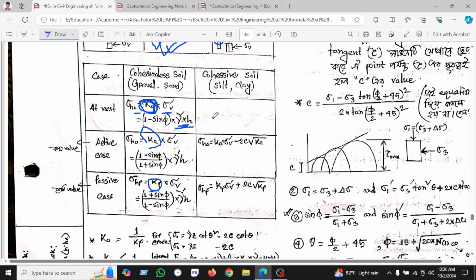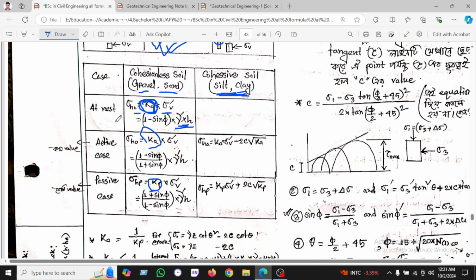So let's see. Cohesionless soil is gravel and sand. On the other hand, we have cohesive soil. We will always be concerned with cohesive soil. Remember this, because in this world about 90% of our buildings are built on cohesive soil, which is silt and clay. On the other hand, cohesionless soil is sand and gravel.